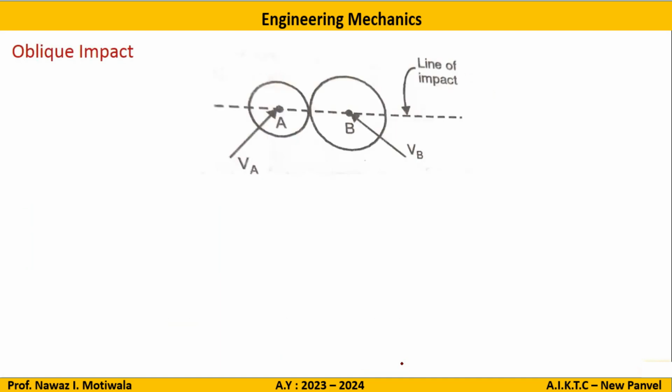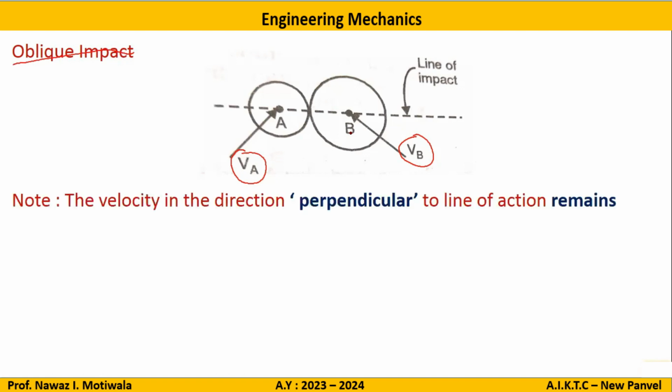Oblique impact, as you all know, we have seen this, that when the velocities of the body A and body B are not along the line of impact, then it will be known as the oblique impact. Now the thing which we have to remember in this is the velocity in the direction perpendicular to the line of action remains same before and after impact.